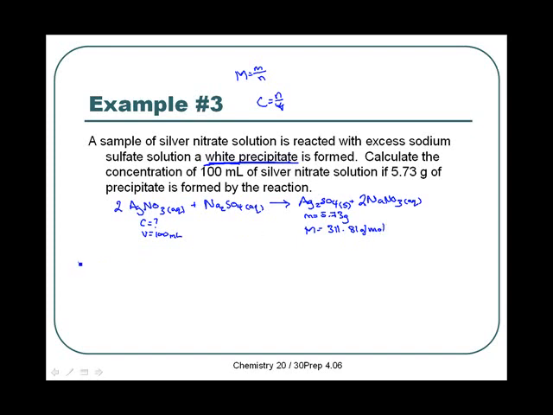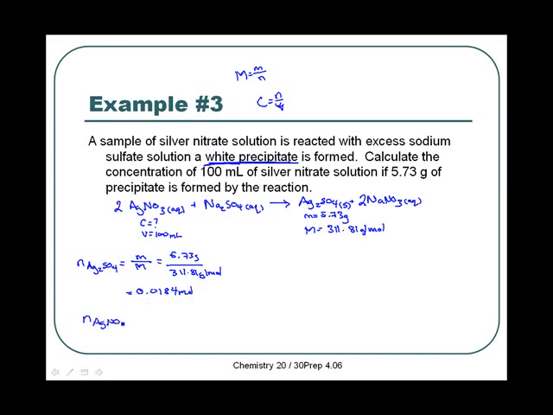And now I can find the number of moles of my known. So n of Ag2SO4 is equal to mass over molar mass, which is equal to 5.73 grams divided by 311.81 grams per mole. And so we end up with 0.0184 moles.